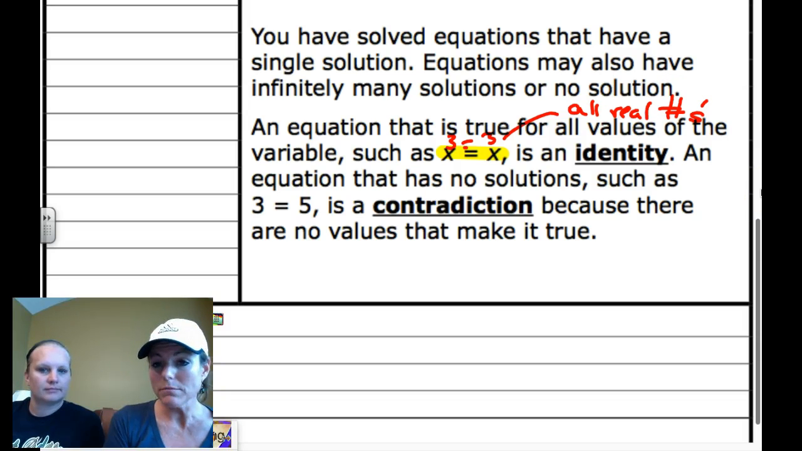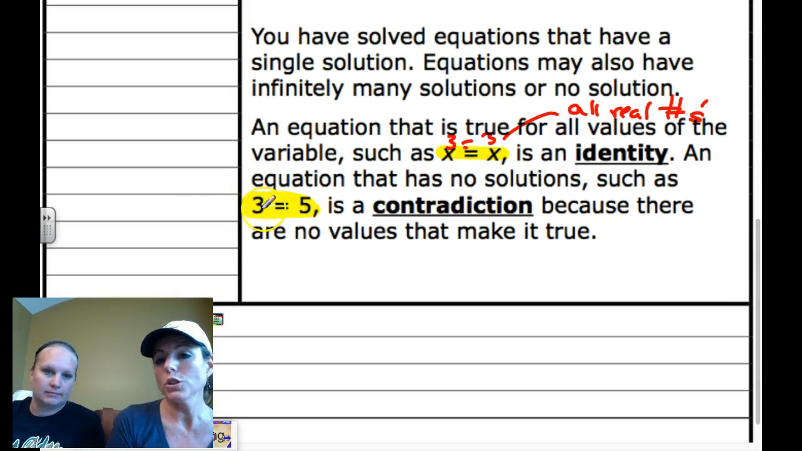A contradiction, 3 equals 5, is a statement that is false, not true. And that means no solution.